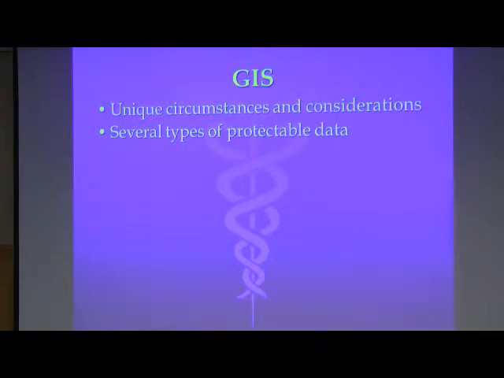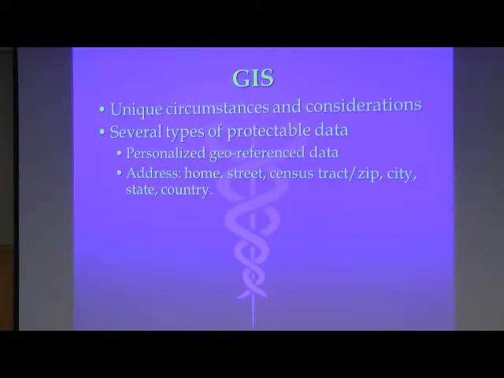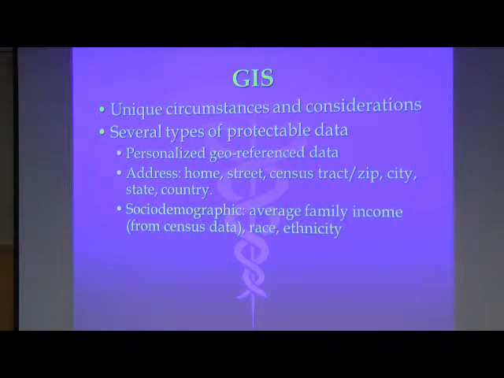So GIS, a couple of final slides. GIS really has some unique circumstances and considerations. There are several types of protectable data beyond just traditional biomedical data. Obviously, there's personalized georeference data. Once you have this, as we saw from the students, you can easily get someone's home, someone's street, someone's census tract, zip code, state, country, etc. Once you have their census tract information, you can get all their sociodemographic data. You can get their average family income from the census data. You can get their race, their ethnicity.